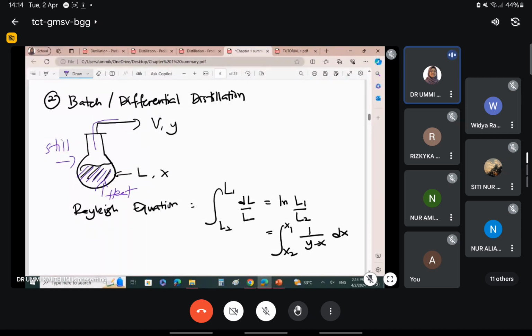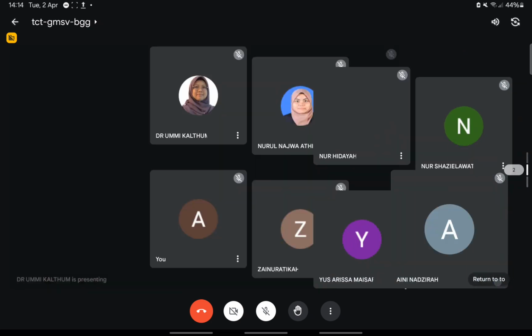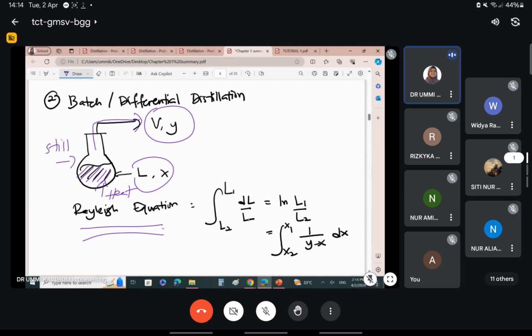So vapor will be produced and come out at the top. This is the vapor and the composition of the vapor. L is the remaining liquid, X is the composition of the liquid. So for batch we use the Rayleigh equation. The Rayleigh equation is the integration from L2 to L1, dL over L equals ln L1 over L2, equals the integration from x2 to x1 of 1 over y minus x dx.